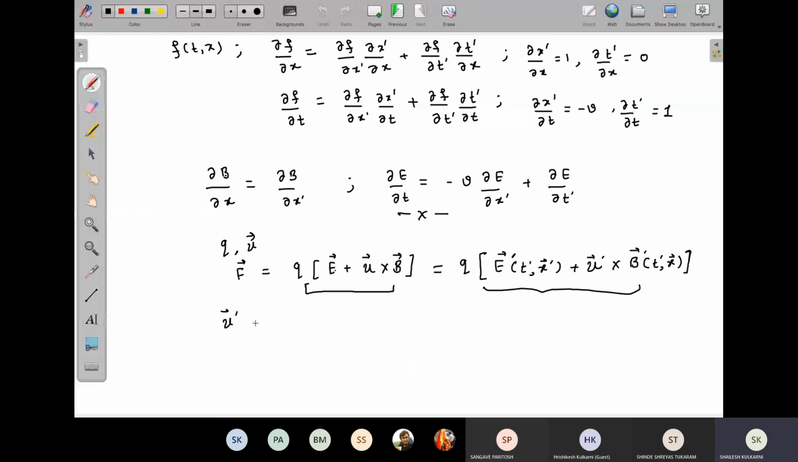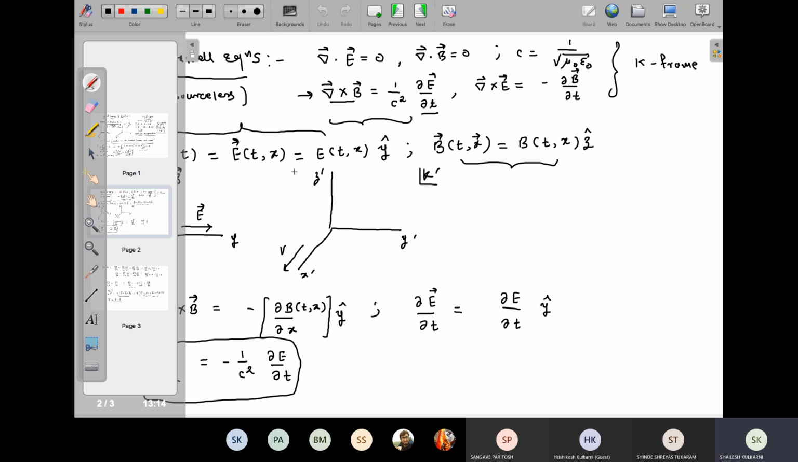So with that, your vector u prime will in general be u minus v, but your v is along the x-axis. Now you use this equation and find out the transformation rule. How to find out? I will give the hint. You substitute this here, apply the definitions of the E and B fields, the directions of the E and B fields, the way we choose them. Remember this choice of E and B field.